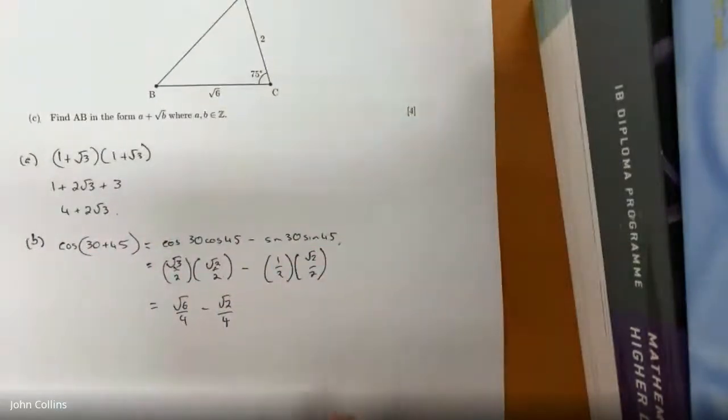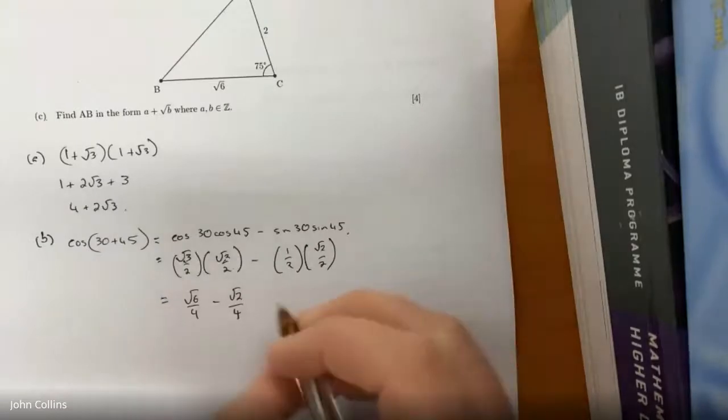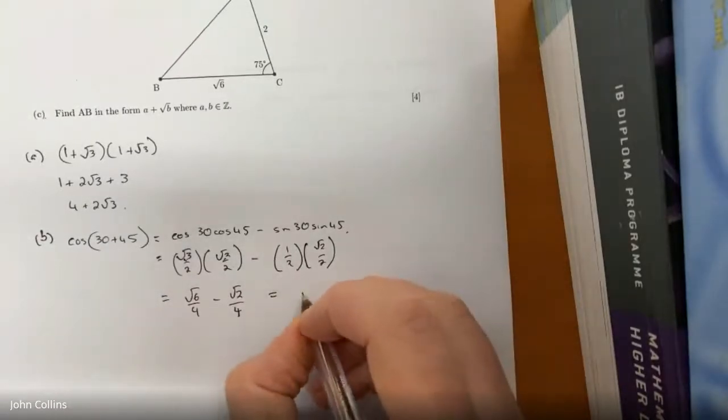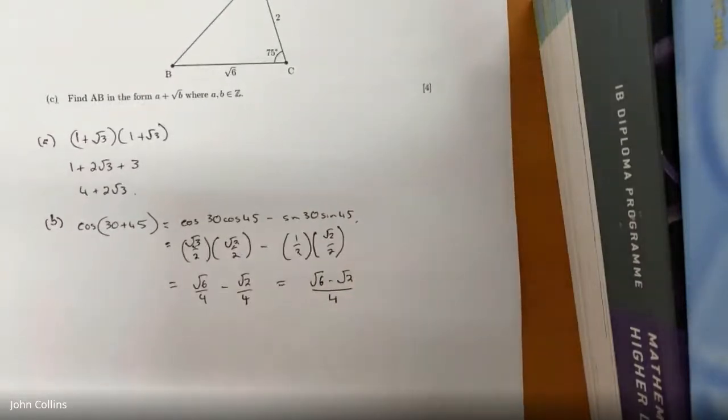Is there a form they want it in? No, you can do that, or you leave it like that, or you can combine it. It's a non-calculator, so you're not going to be able to... So you could perhaps combine it into one fraction. Is that okay? And that's 3 marks.